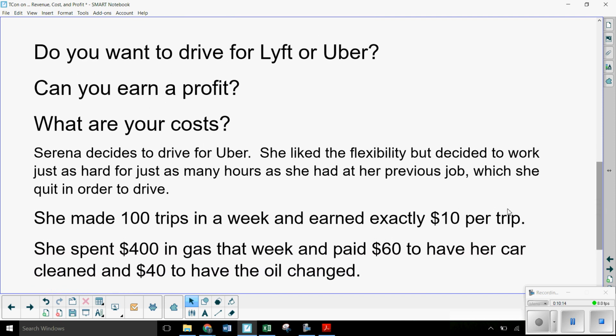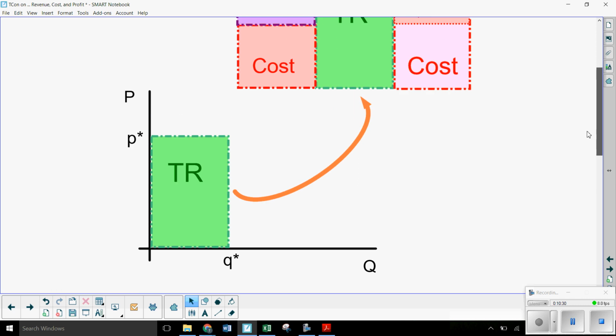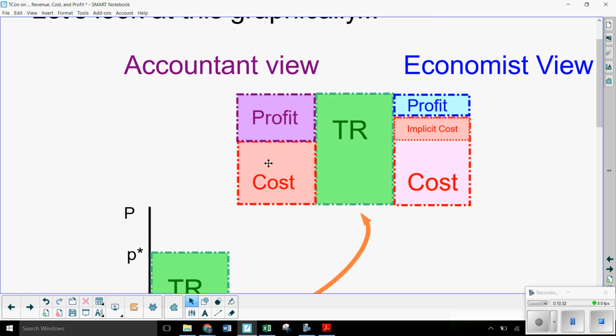Great. Okay. What were her costs? Well, she spent $400 in gas that week, and she paid $60 to have her car cleaned and $40 to have the oil changed. Right? So there we go, $500 worth of cost. So maybe the accountant here is saying, here's our $1,000, there's $500 of cost, and then there's $500 worth of profit. Boom.